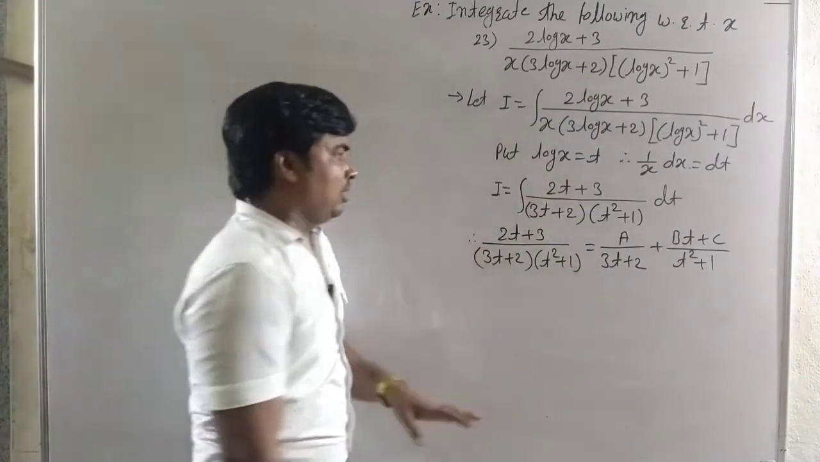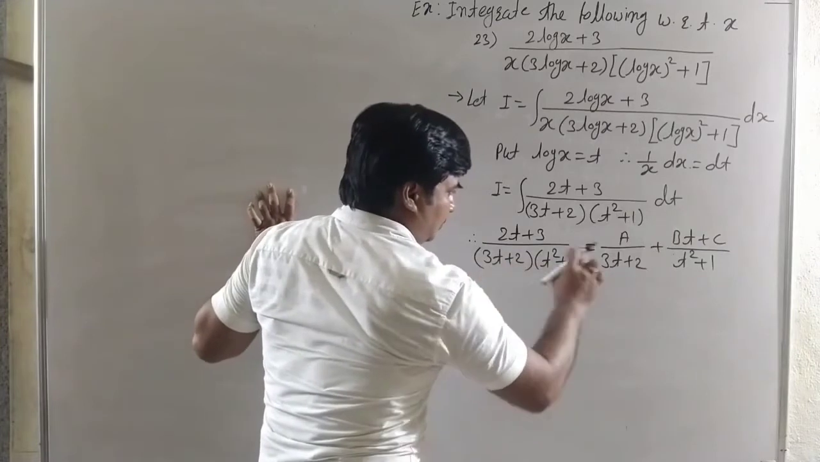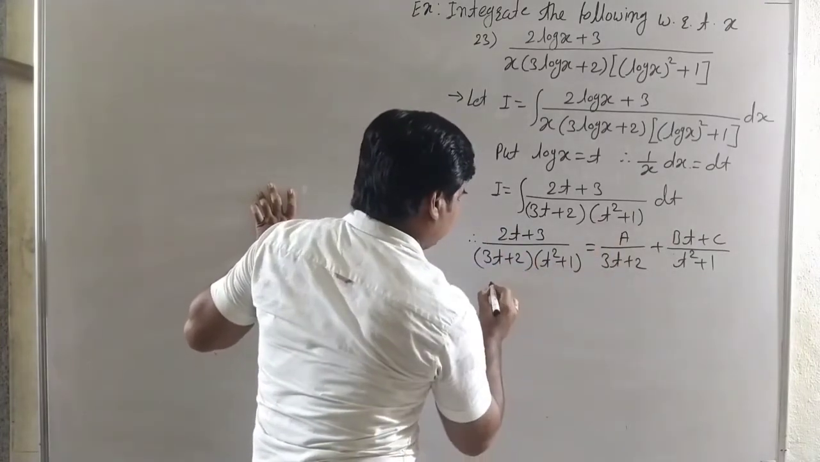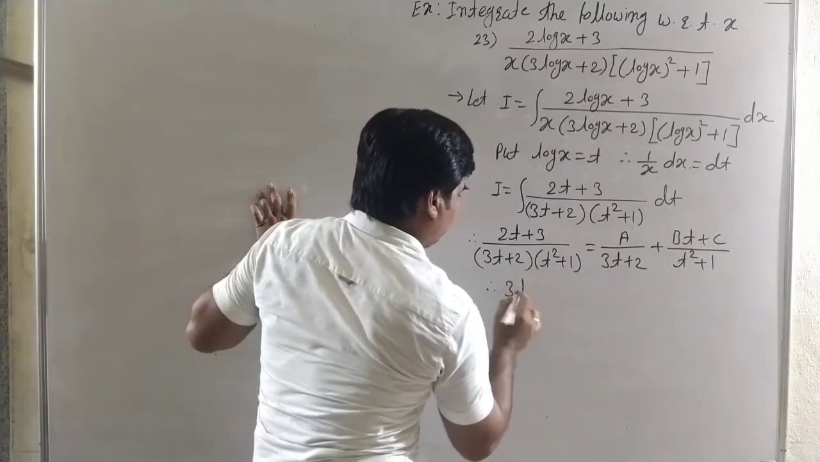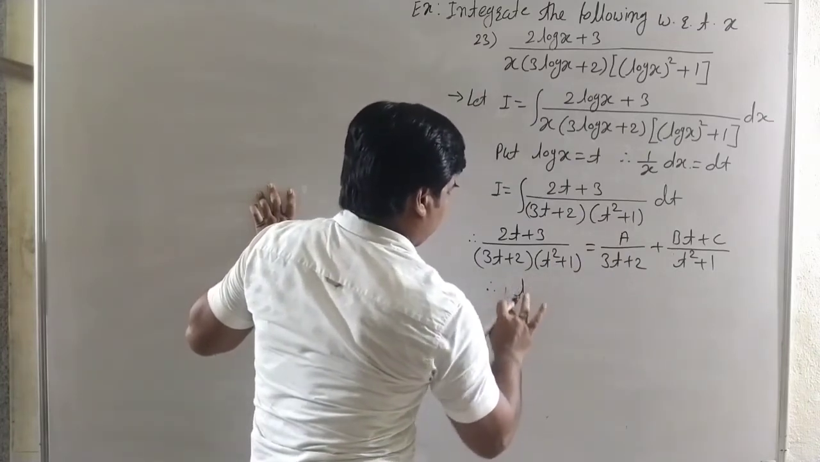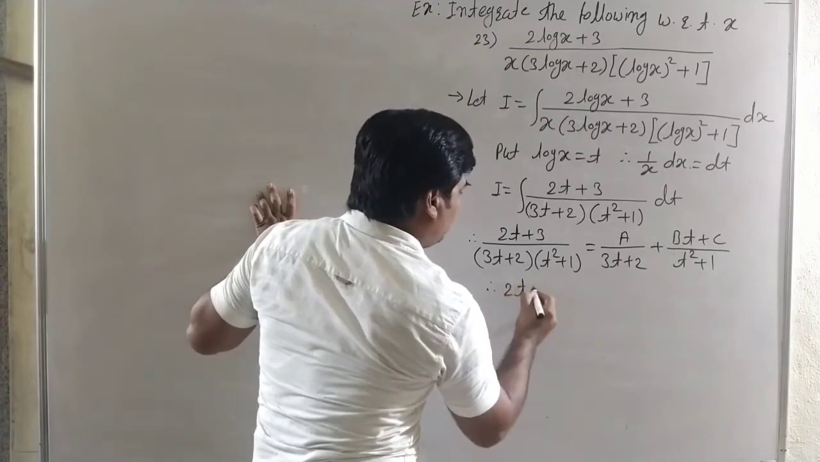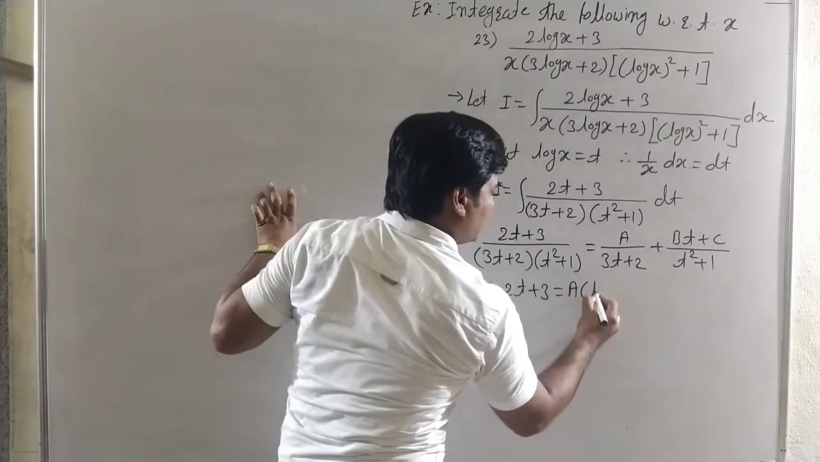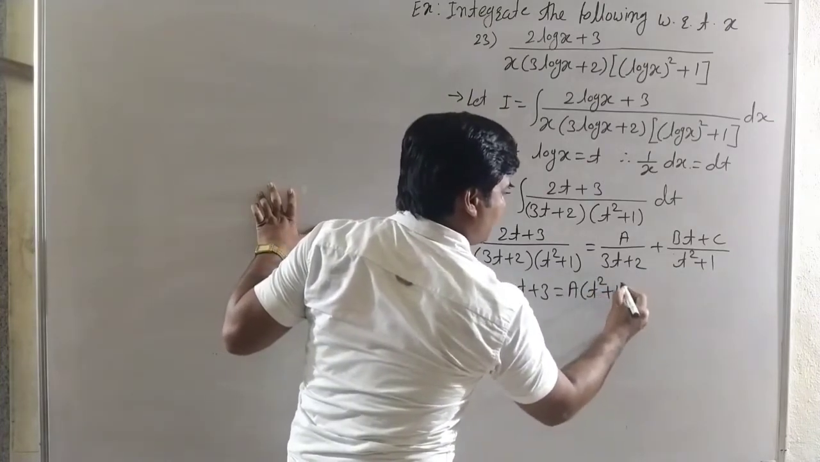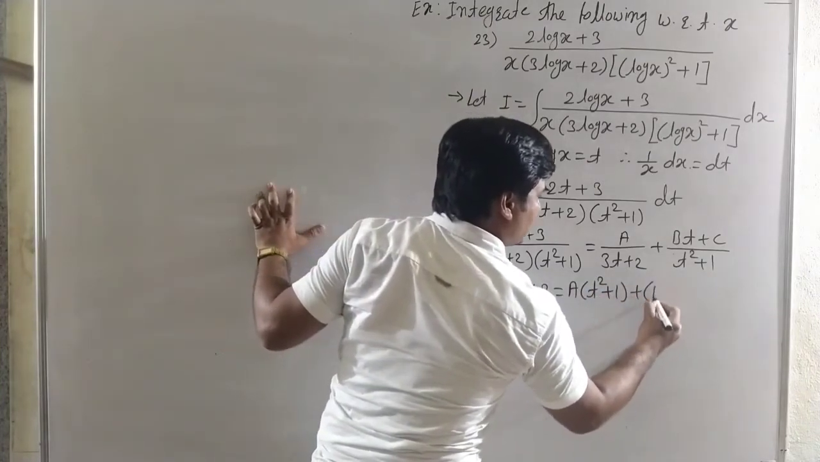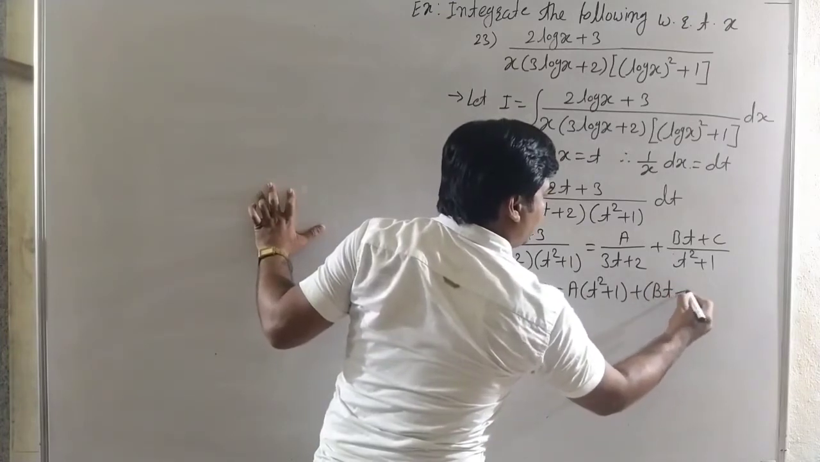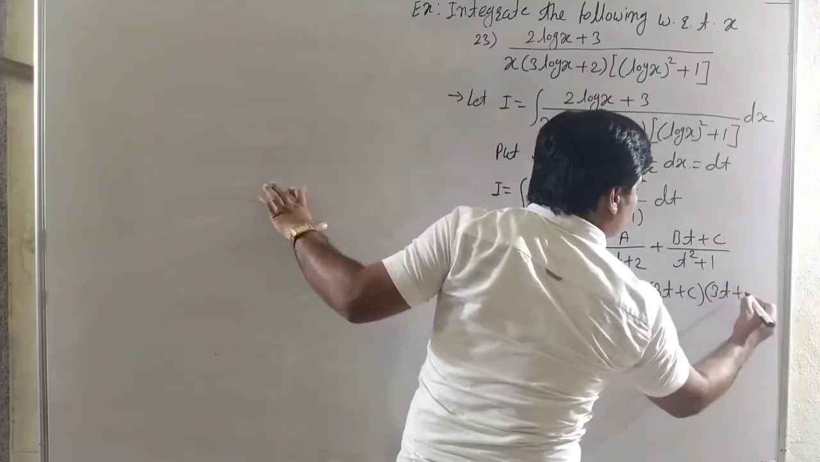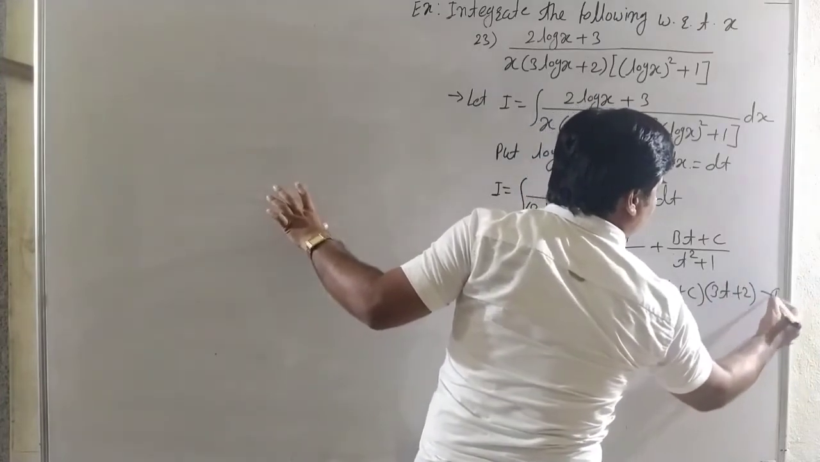Take the cross multiplication. The denominators are the same, so the numerators are also the same. 2t plus 3 is equal to a into (t square plus 1) plus (bt plus c) into (3t plus 2). This is equation number 1.